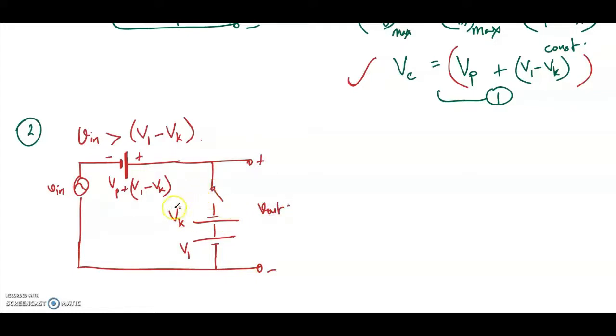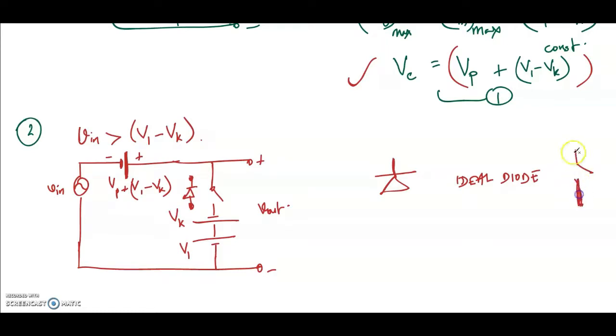What happens when Vin is greater than V1 minus Vk? Let's see what happens to the diode. As you can see, the diode direction is like this. The ideal diode will be directed like this. What is the voltage at this point and what is the voltage at this point? Let me draw the diode once again here. Let me draw it as an ideal diode, or the switch. Instead of the switch, I am drawing the ideal diode. An ideal diode is just a switch.